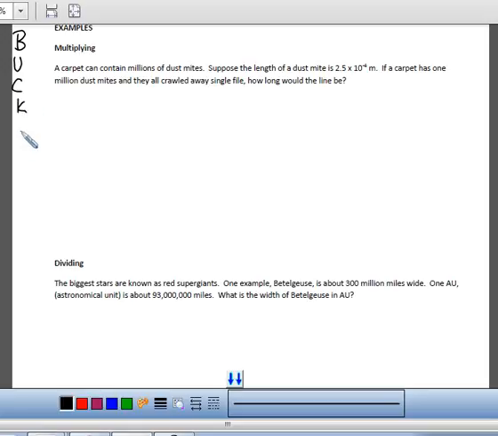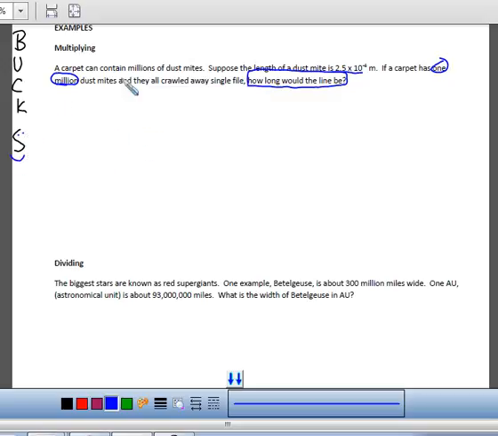Kind of a nice reminder of what we're doing. A carpet can contain millions of dust mites. Suppose the length of a dust mite is 2.5 times 10 to the minus 4 meters. That's really, really small. If a carpet has 1 million dust mites, and they all crawled away single file, how long would the line be? There's our question. So we'll solve with a smile.